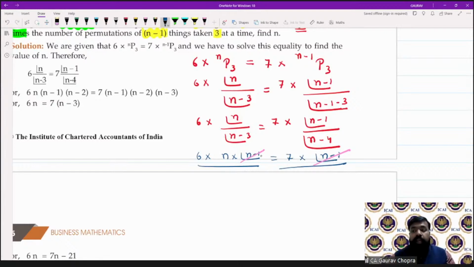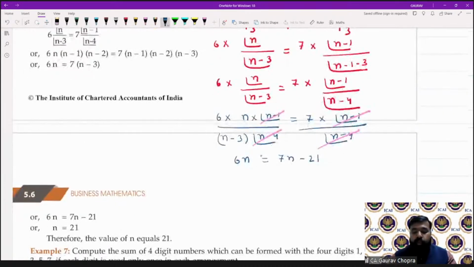In the denominator, n minus 3 and n minus 4 factorial, which is bigger? n minus 3. So we can open n minus 3 multiply by factorial n minus 4. On the equal to side, we are having factorial n minus 4. So n minus 4 factorial will get cancelled. So what is left? We are left with 6n is equal to 7n minus 21. So therefore, the value of n will be 21. So in this way, we can calculate the value of n.